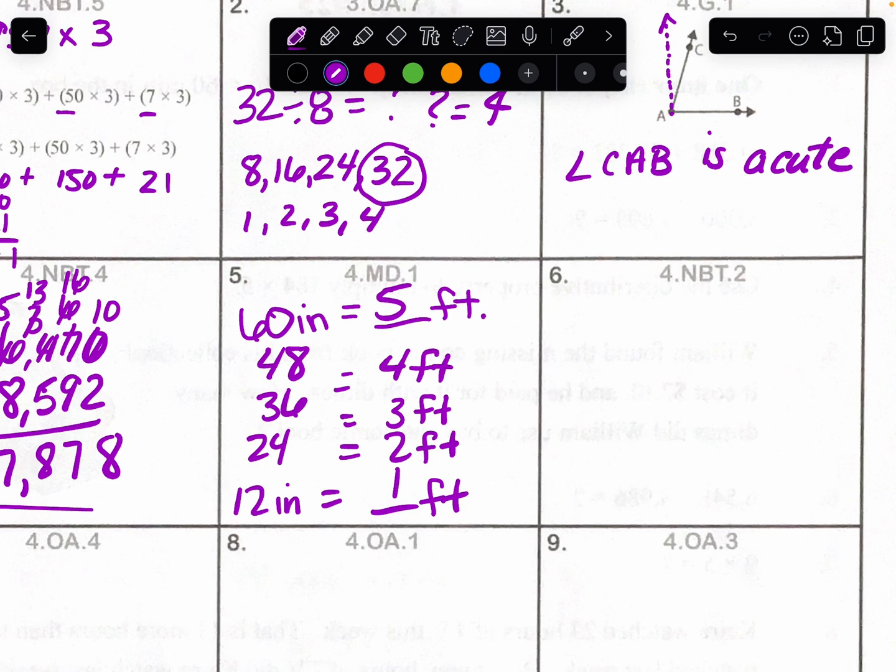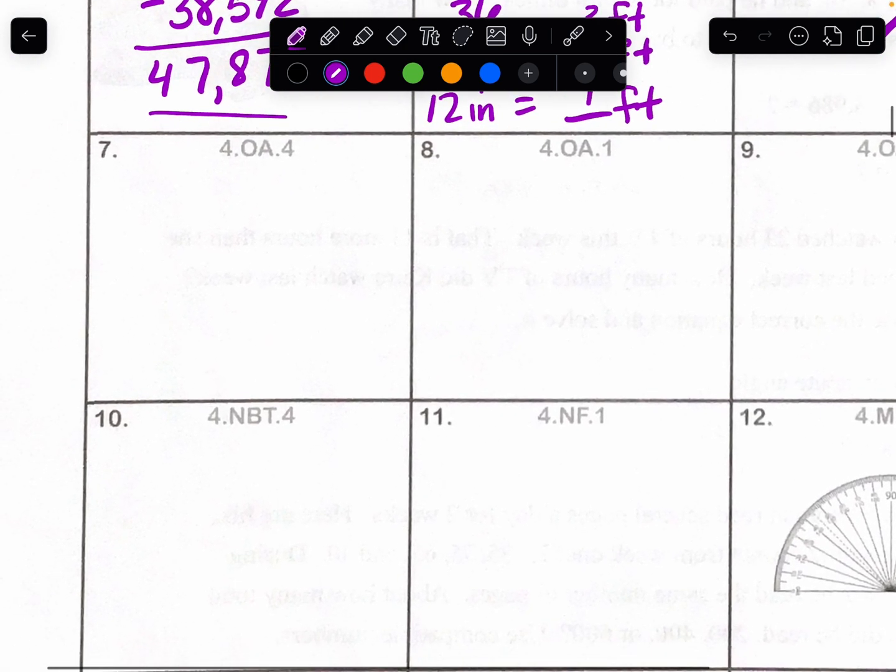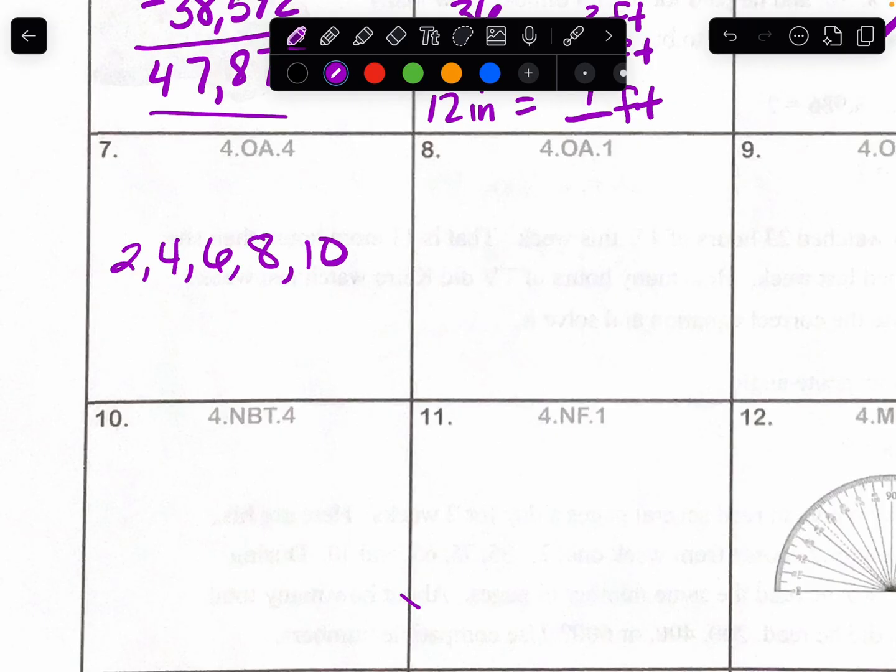Number 6, we are comparing. It is greater than. All right, number 7, a multiple is the product of 2 whole numbers. When you skip count by 2s, you say the multiples of 2. List the first 5 multiples of 2. Well, 2 times 1 is 2. 2 times 2 is 4. 2 times 3 is 6. 2 times 4 is 8. And 2 times 5 is 10. These are your multiples of 2.